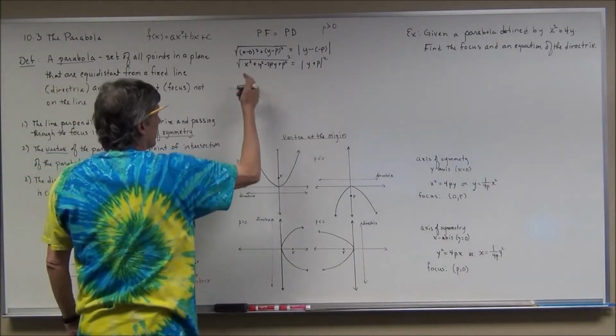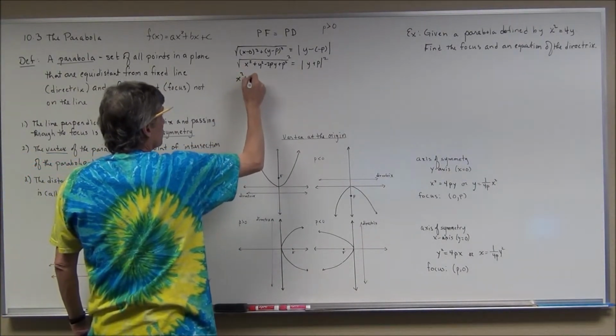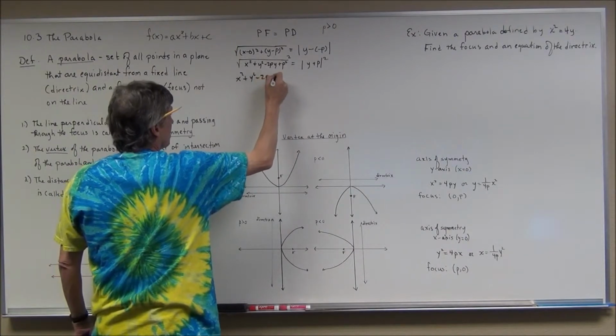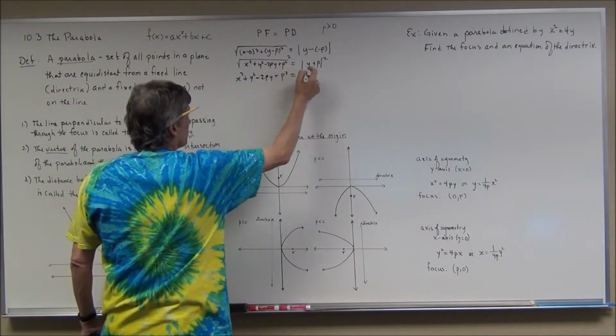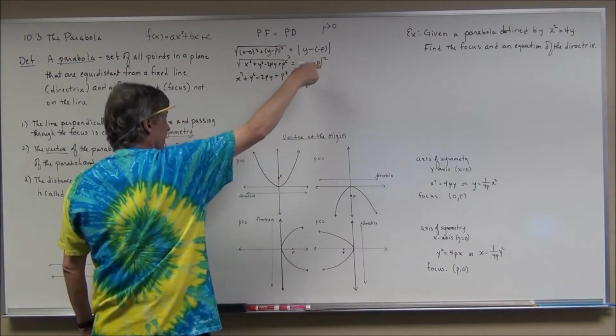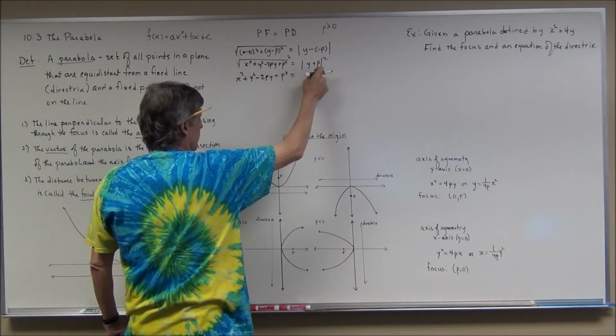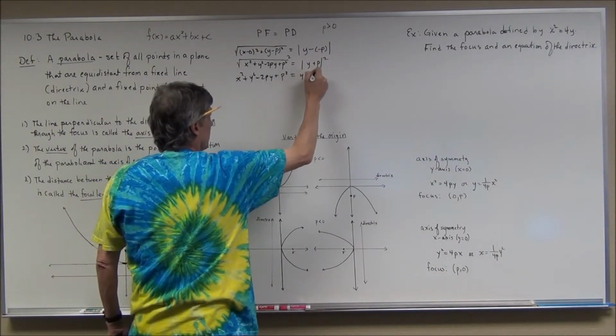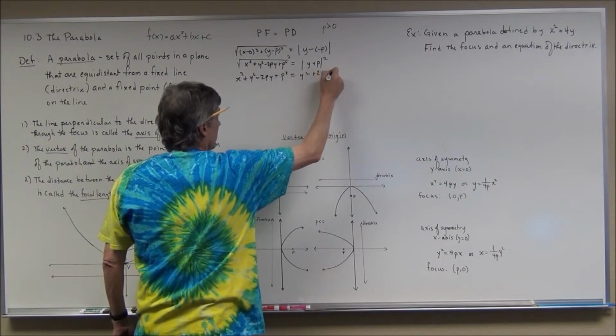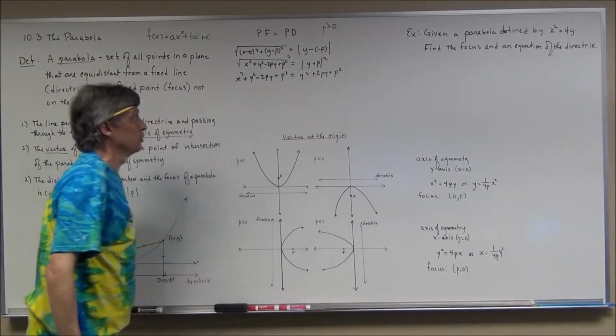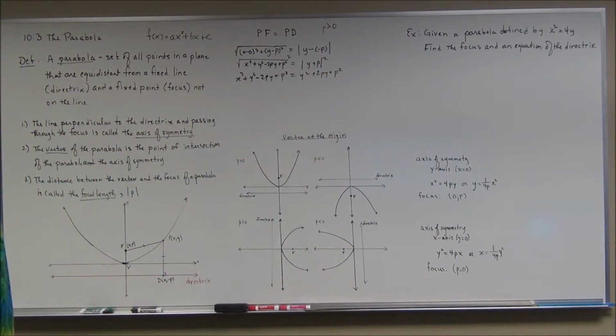So if I square both sides here, I get x squared plus y squared minus 2py plus p squared is equal to, now when you square the absolute value, you can drop the absolute value bars and just square this binomial, so that'd be y squared plus 2py plus p squared. And what's really convenient here, as you can probably see, is that some of these terms are going to drop out.